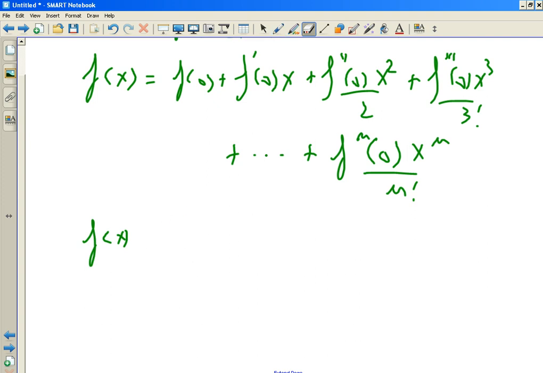Technically, 2 factorial is 2, this is 1 factorial, and this is 0 factorial, isn't it? Okay, so what do you need? You need f prime, f double prime, f triple prime? All right, let's do that.